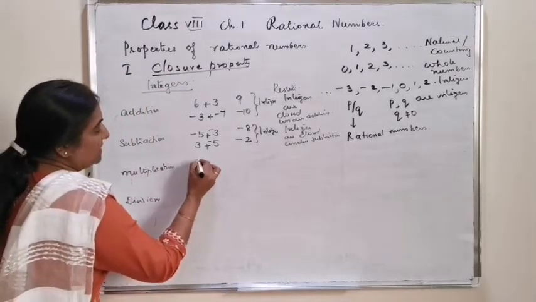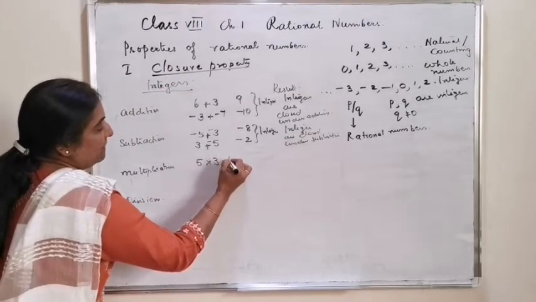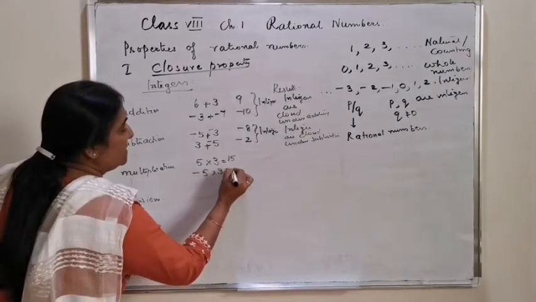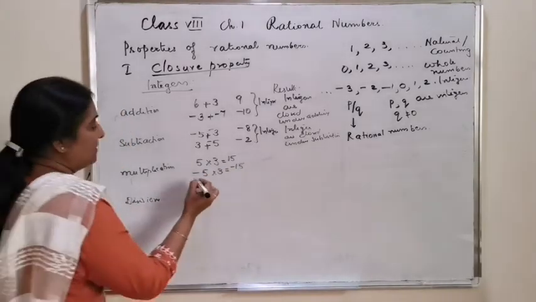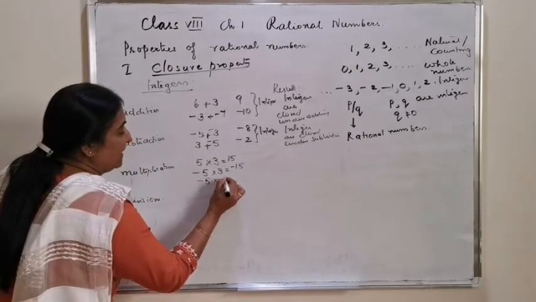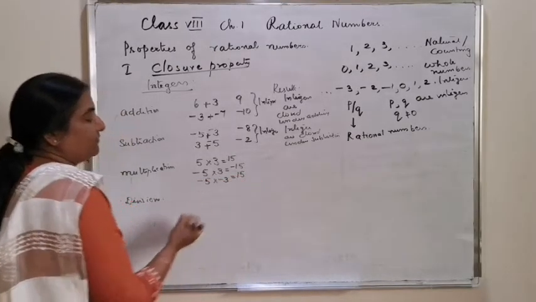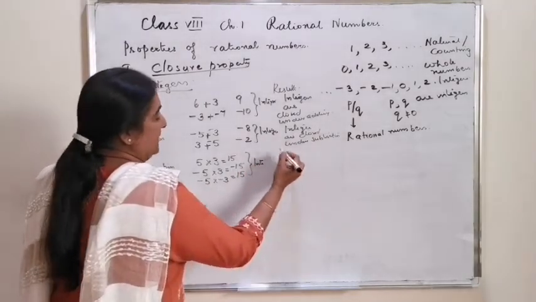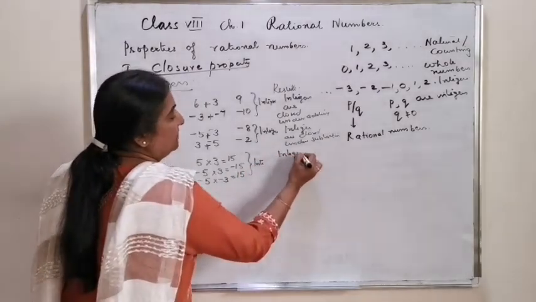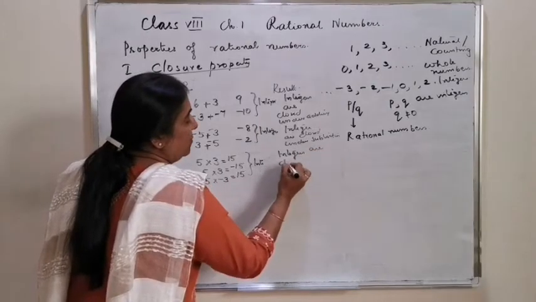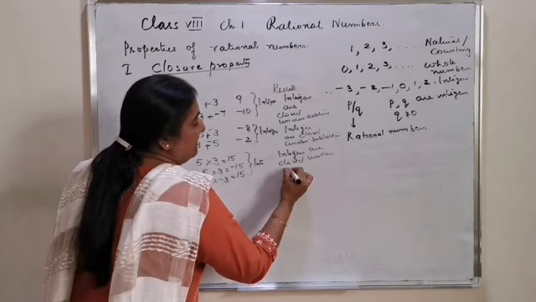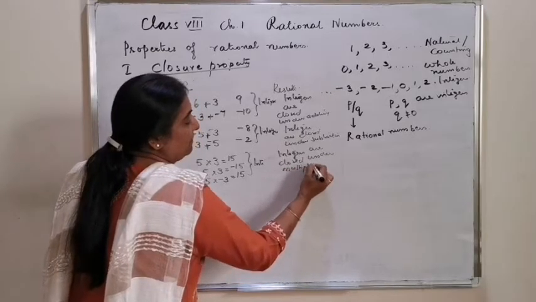Multiplication. What is 5 into 3? 15, an integer. What is minus 5 into 3? Minus 15, an integer. Or what is minus 5 into minus 3? Positive 15, again an integer, which shows that integers are closed under multiplication also.